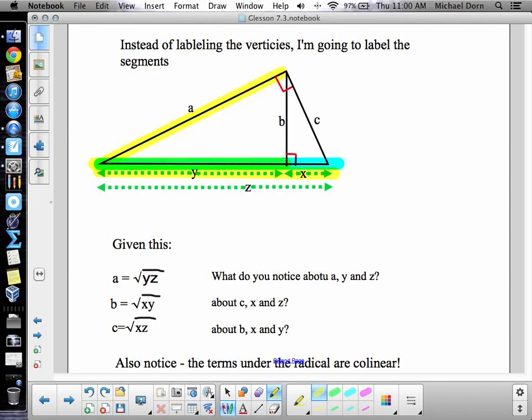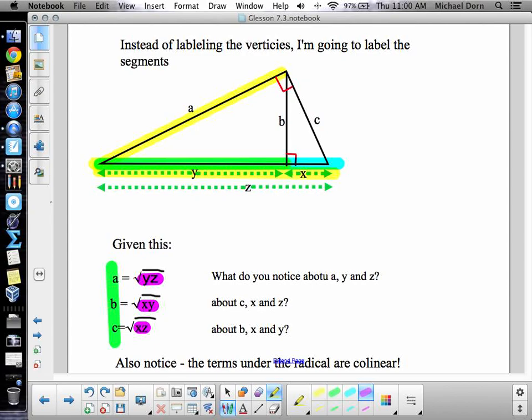First off, the letter that's by itself here, the A, B, and C, those are these 3 segments that make up the right angle. They do not share a side with anything. Those are all by themselves. The variables that go under the radical, the YZ, the XY, or the XZ, are all collinear. Look, X and Z are on the same line, X and Y are on the same line, Y and Z are on the same line.